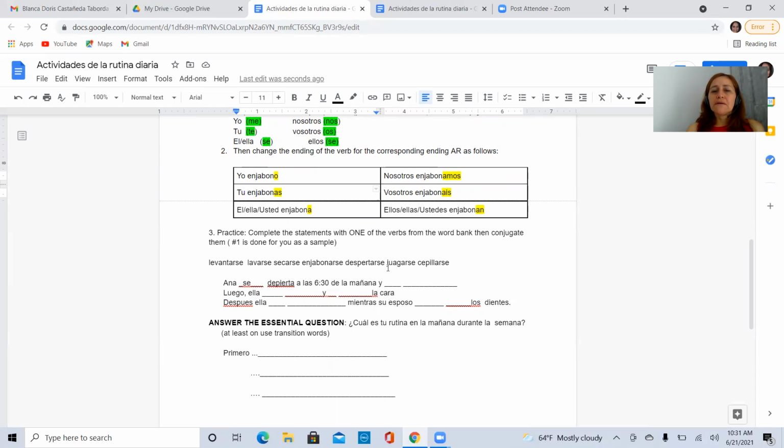By the way, for the él, ella form, as well as the ellos, ellas form, the reflexive pronoun is the same as the one in the infinitive. So it's se. So Ana, ella se despierta. Again, I did this one because this is a stem changing verb and we're not going to cover that today. But E goes to IE. Ella se despierta a las 6:30 de la mañana.